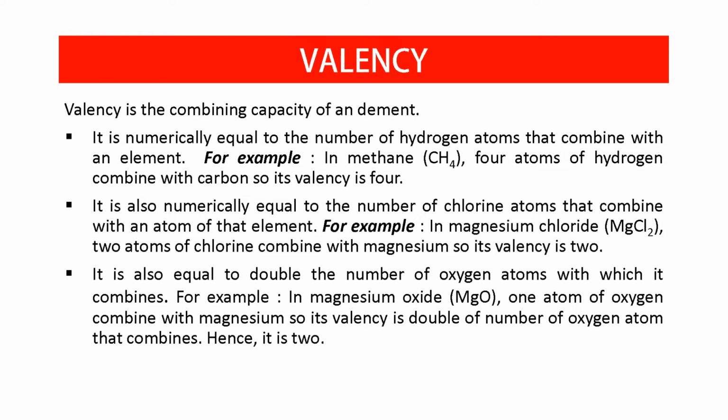If there is hydrogen atom, so it is numerically equal to the number of hydrogen atoms. If there is chlorine atom, so it's again numerically equal to the number of chlorine atoms. But if there is oxygen atom, so it's double the number of oxygen atoms. It is a very important point. Remember this, that it is double of the number of oxygen atoms. So we can find out the valency in that way.